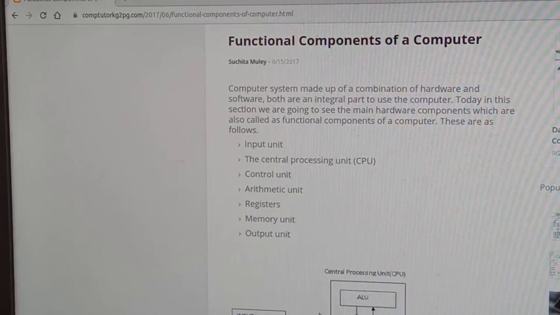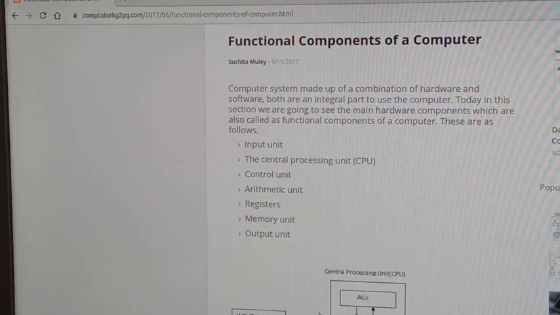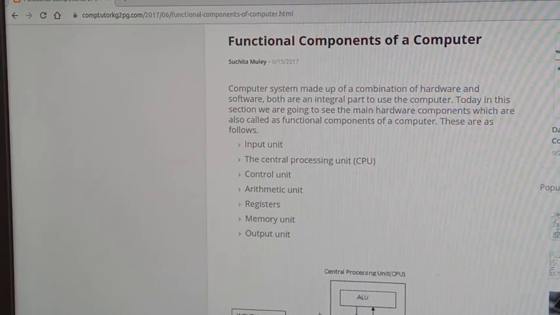I think in two classes it was already completed during the offline classes, and in one class it was not completed. Those who have completed the notes, just watch the video, do not make the notes in your notebook again. But those for whom it is not completed can make the notes. So here: functional components of the computer.